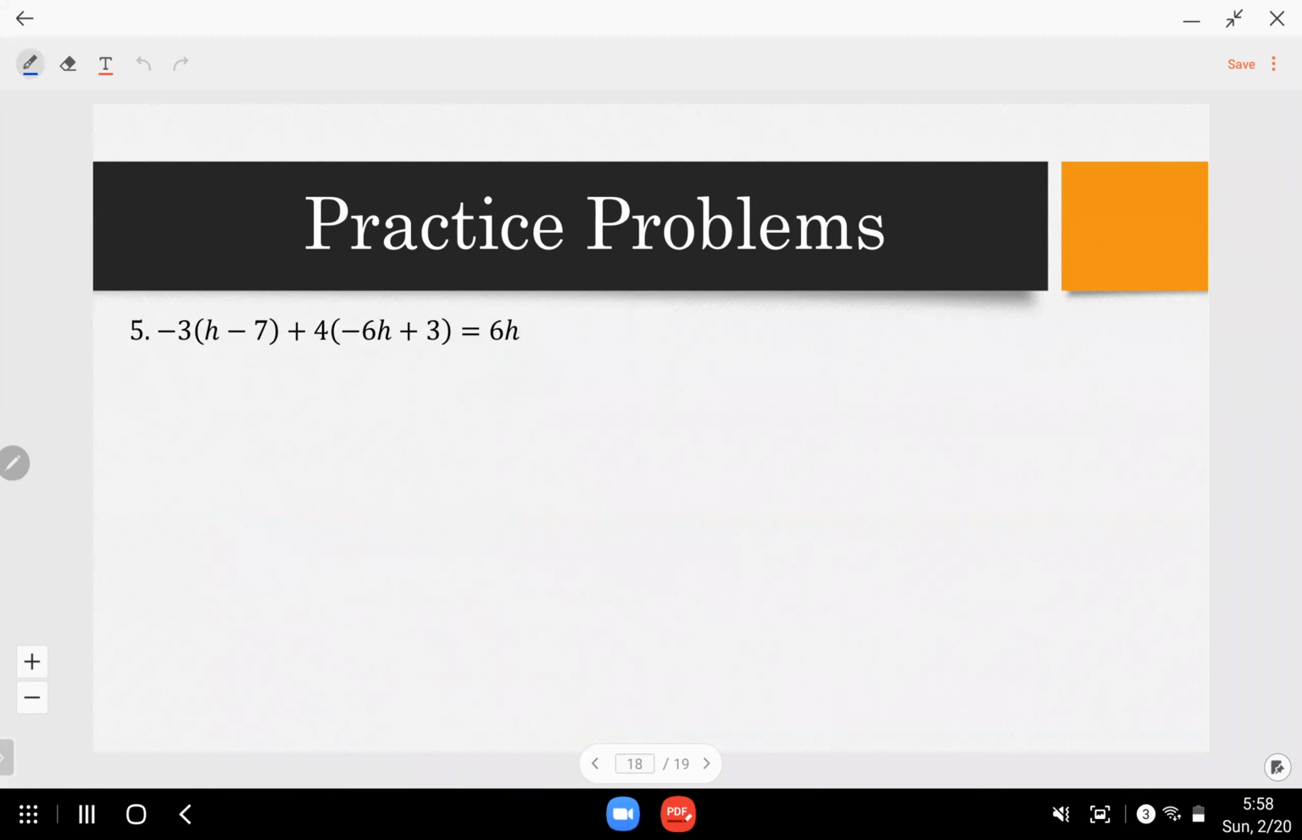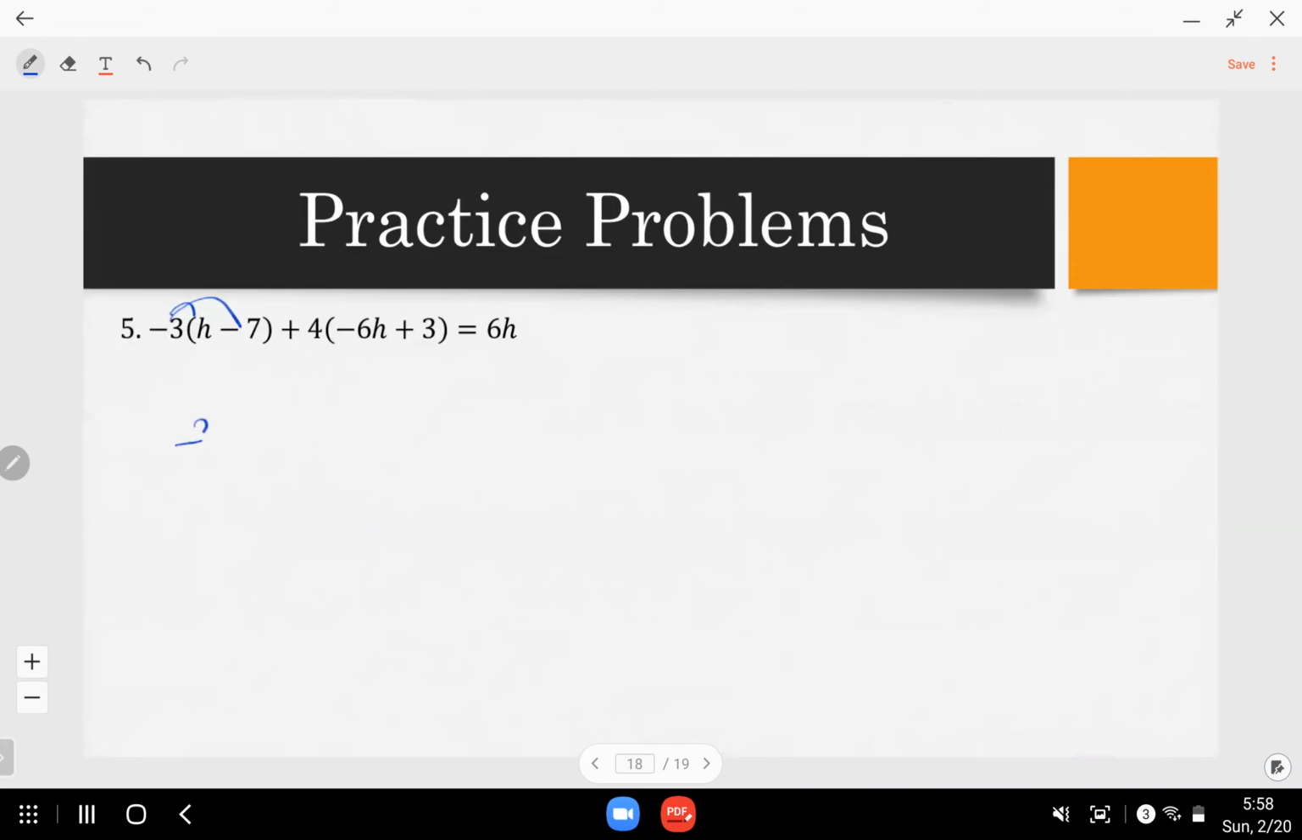Practice problems. Number 5. Again, we do have this distributive property thing. So what you need to do, distribute the negative 3. Remember, negative 3 times negative 7 is equal to plus 21. So negative 3h plus 21 minus 24h plus 12 is equal to 6h, right?